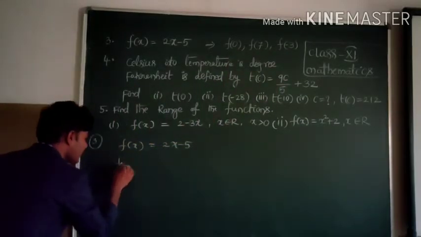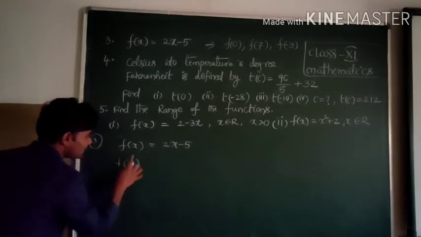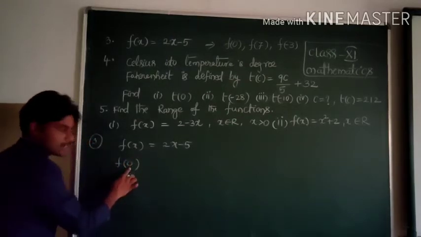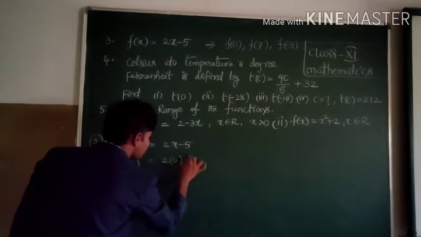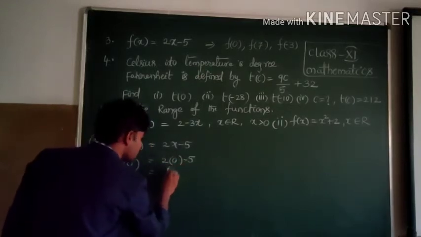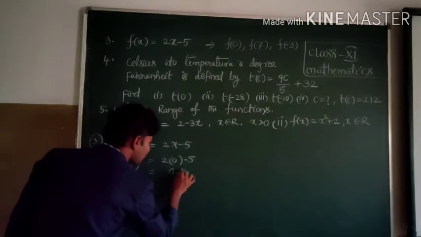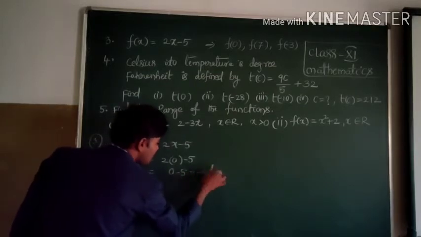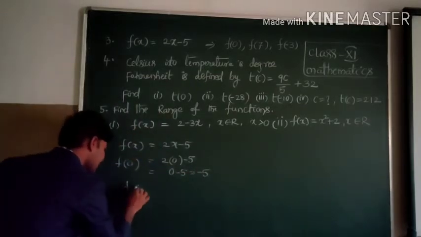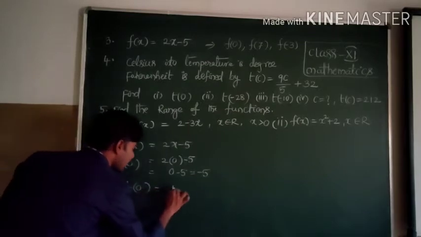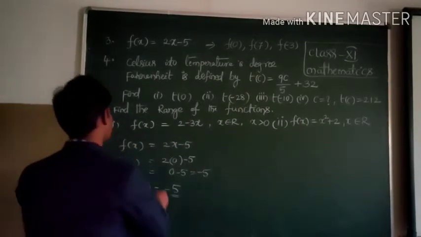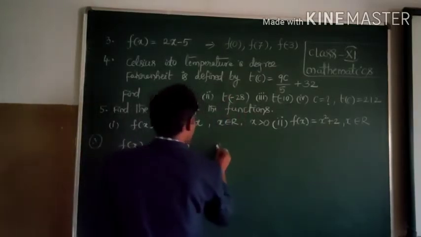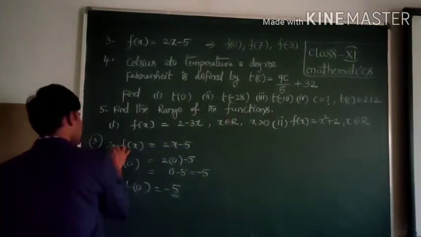First I am going to find out f of 0. In place of x you have to substitute 0. So it is 2 into 0 minus 5. That is equal to 2 into 0 is 0, minus 5. 0 minus 5 is equal to minus 5. So we conclude that f of 0 is equal to how much? Minus 5. Right? f of 0 is equal to minus 5. This is the first one in the third problem.